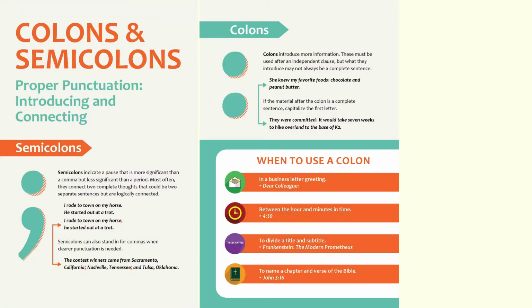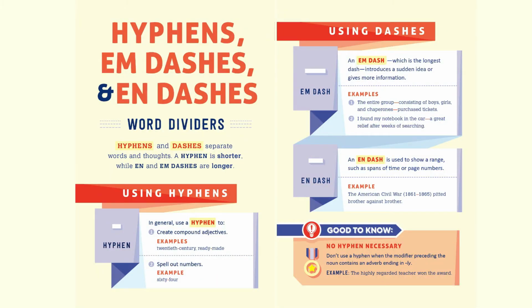Colons and semicolons. Proper punctuation is very important. A semicolon indicates a pause that is more significant than a comma but less significant than a period. But most often, they connect two complete thoughts that could be two separate sentences.